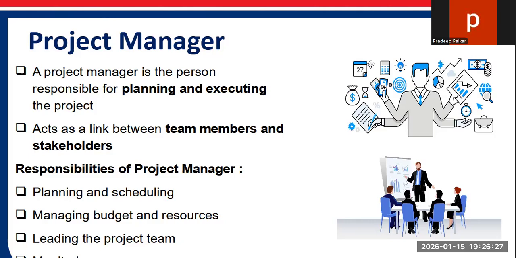A PM, that is a project manager, is responsible for planning, organizing, leading, and controlling a project from initiation to completion. That is called PM, project manager. The project manager ensures that the project objectives are achieved within definite constraints such as time, cost, scope, and quality. Okay, that's the project manager.